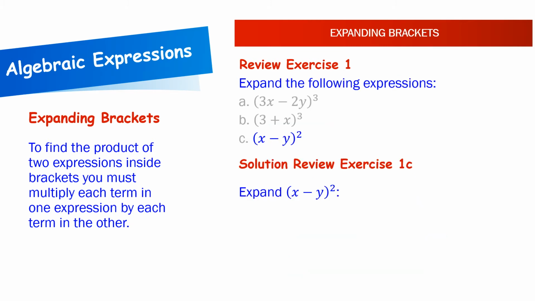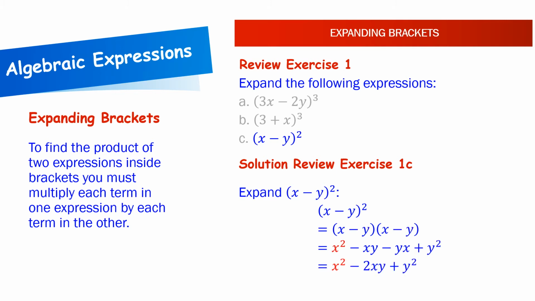And now for review exercise 1c. We're going to expand x minus y all squared to give x squared minus x times y minus y times x plus y squared. And tidying up, we leave the x squared as it is. Minus xy minus yx gives us minus 2xy, and we leave y squared as it is.